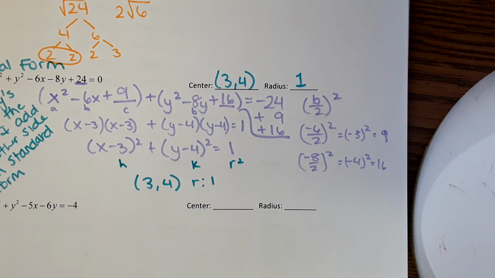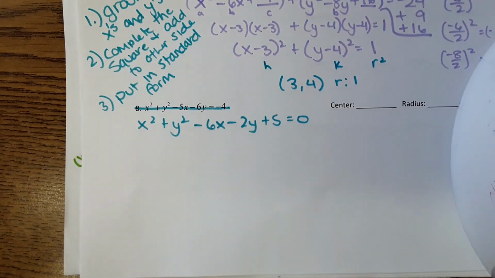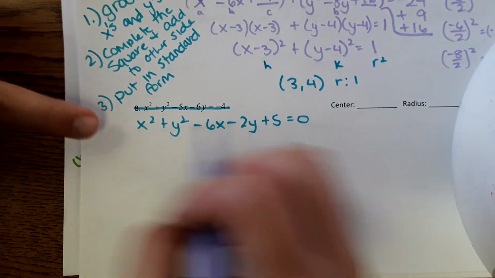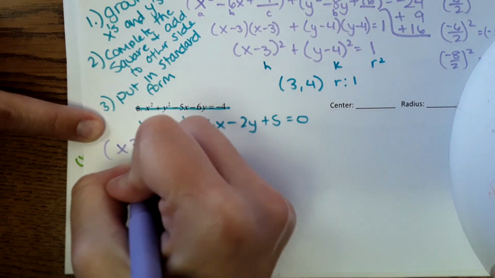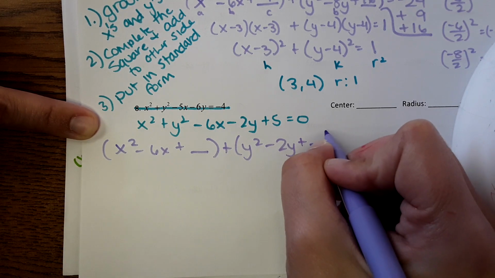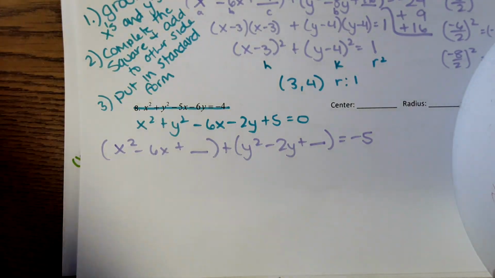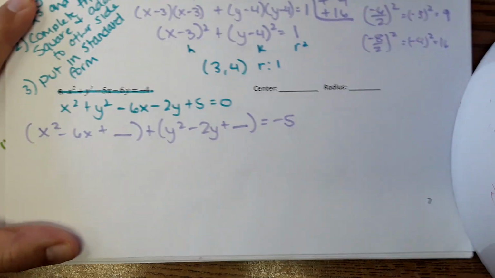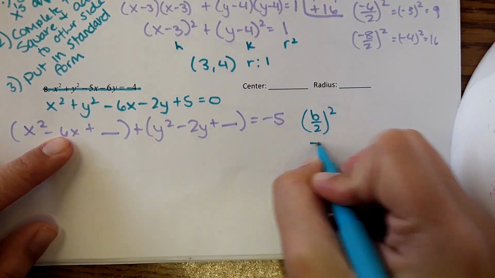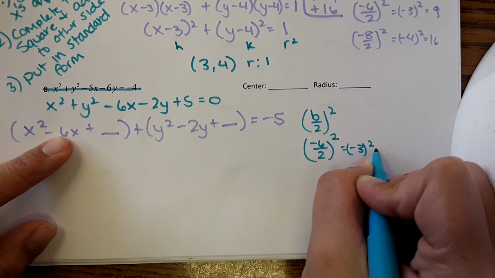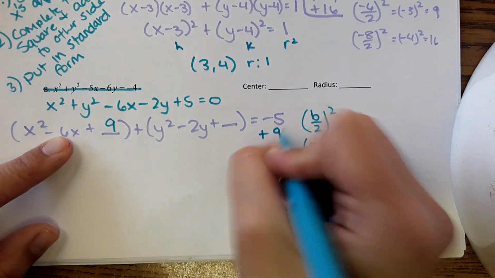The next one is like fractions and stuff. Yikes. Okay, like I said, the one that she had there was fractions and weird square roots and stuff, so we're going to do this one. Following the same steps, we're going to group it, find the perfect square, complete the square, and so on. So grouping it, x's with x's, x squared minus 6x plus blank, y squared minus 2y plus blank equals negative 5. Then off to the side, I'm going to do the b over 2 squared thing. So negative 6 over 2 squared. So 9 plus 9 over here.